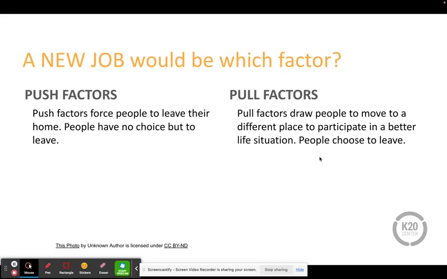Okay, a new job would be which factor? Remember, push factors force people to leave their home. People have no choice when they're leaving. And pull factors draw people to move to a different place to participate in a better life situation. People have the choice to leave. Pause the video now and write your answer to this question in your notes.